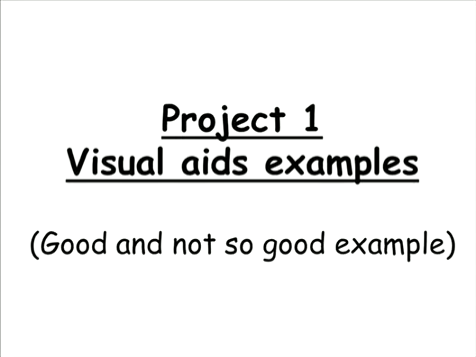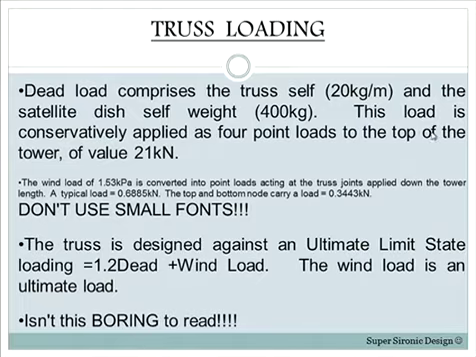Here I have what I call good and not so good examples. These aren't particularly great PowerPoints. They don't have logos on them or anything. This was a truss project, where they had a satellite tower to design, so a vertical structure, and their dead load comprised of the truss self-weight, and they allowed 20 kilograms per metre, and the satellite dish which sat at the top that weighed 400 kilos. And the load was conservatively applied as 4-point loads to the top of the tower.